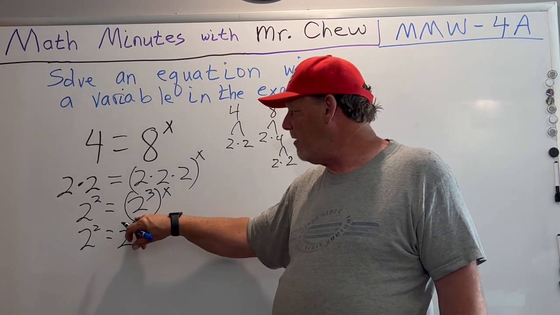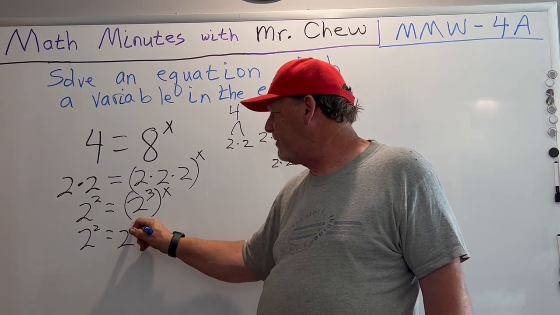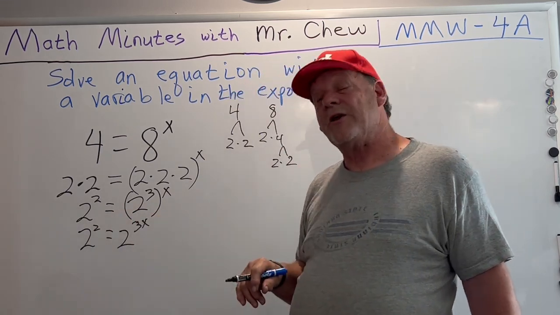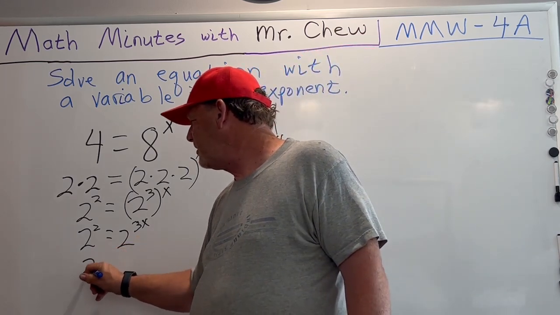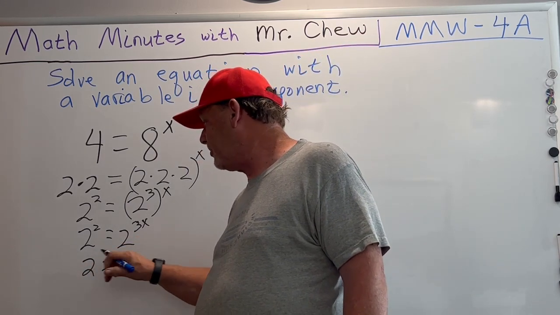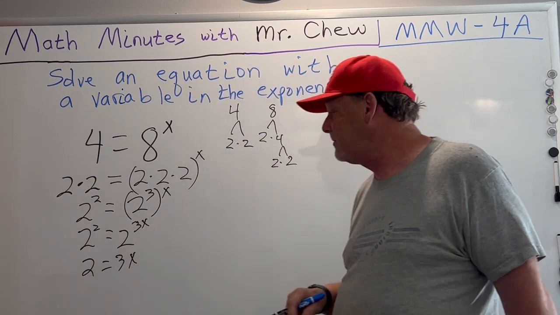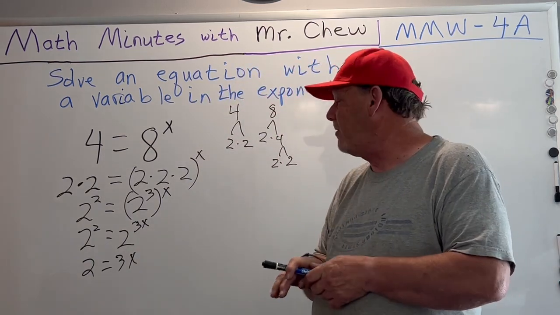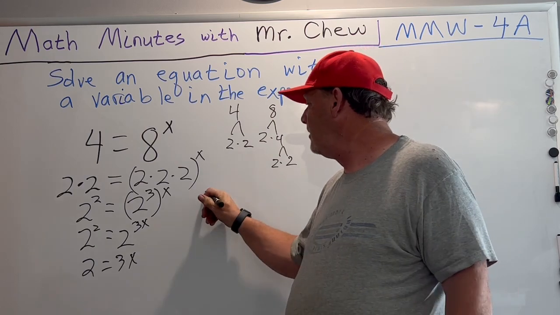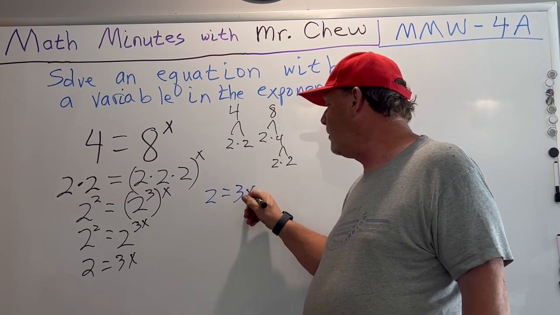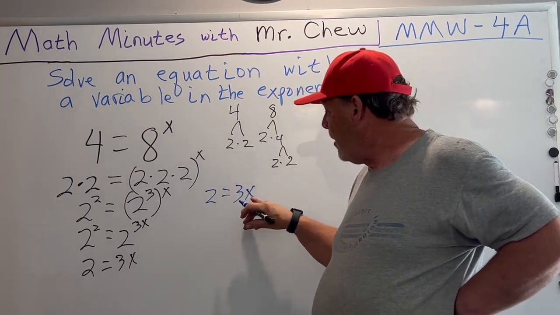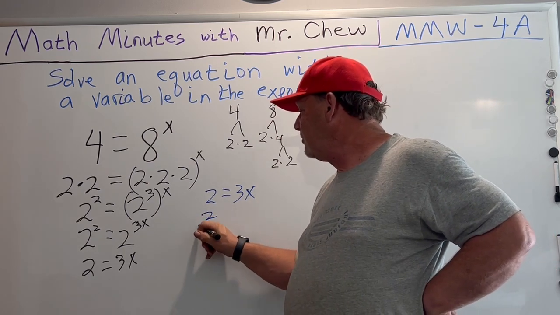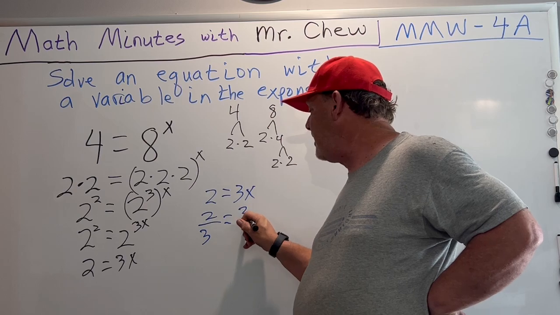There is also a law of indices that says that when you have the same base, then the exponents are equal. So I can say 2 equals 3x because we know that the base of 2 equals a base of 2. Now I have to take this equation, I'll rewrite it over here in a different color, and I have to solve it. It's a one-step equation. I want the x by itself. So I do the opposite of multiplying by 3, which means I divide both sides by 3.